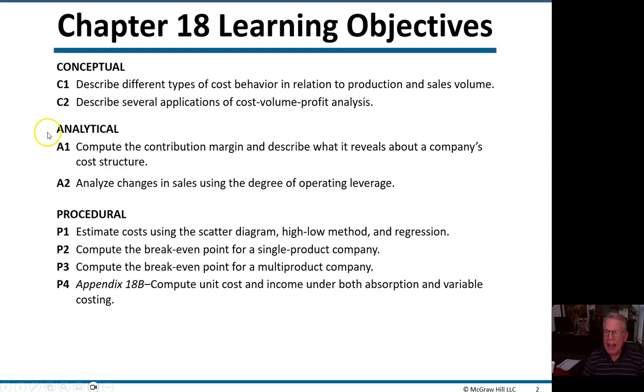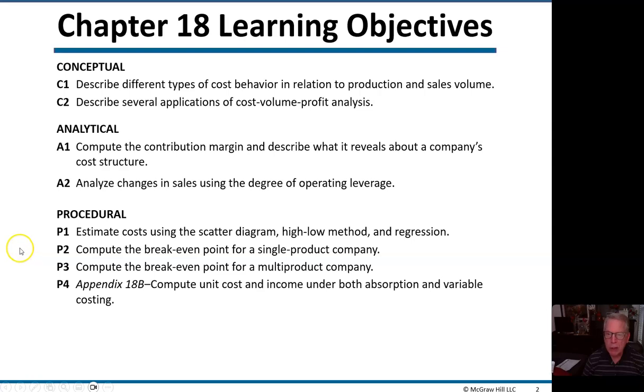So we're going to be analyzing here the contribution margin and describing what it reveals about a company's cost structure. And then we're going to analyze the changes in sales using the degree of operating leverage. And lastly, under procedural, we'll estimate costs using a variety of techniques: the scatter diagram, the high-low method, and briefly into regression analysis. And then we'll compute break-even points for a single company.